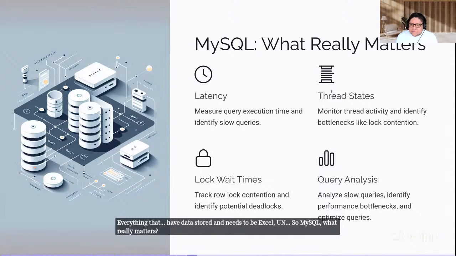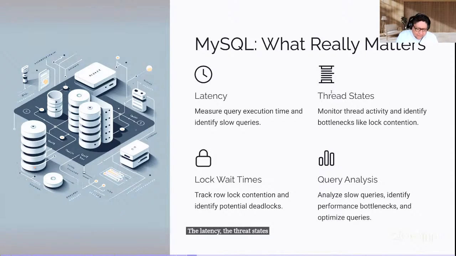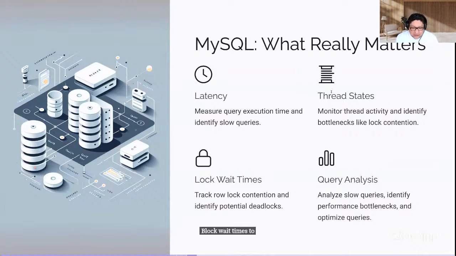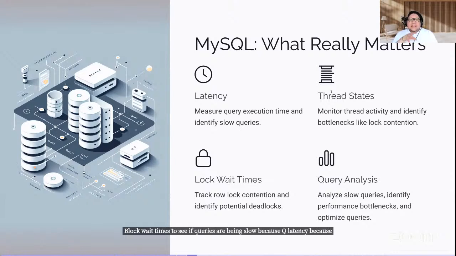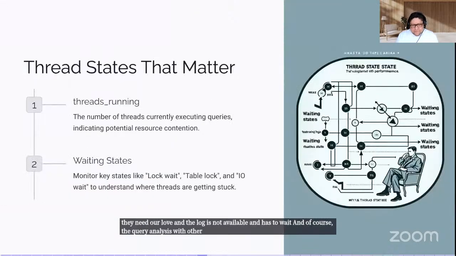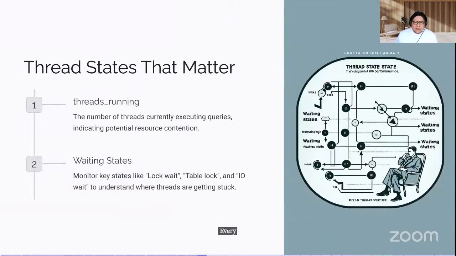Okay, the latency, the thread states on MySQL. There are some status that are the thread status, specifically threads running. That's the most important thing. Lock wait times, to see if queries are being slow because of queue latency, because they need a lock and the lock is not available and has to wait. And of course, the query analysis, but that applies to every database. So the thread states that matter, like I said, threads running.